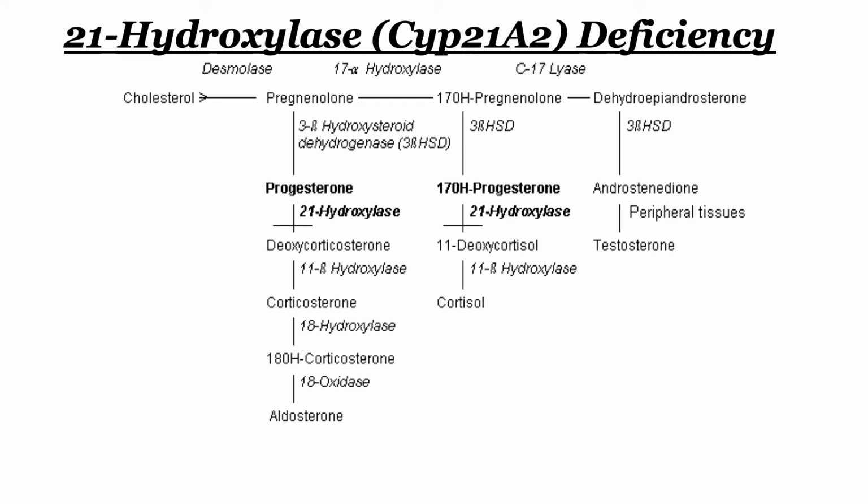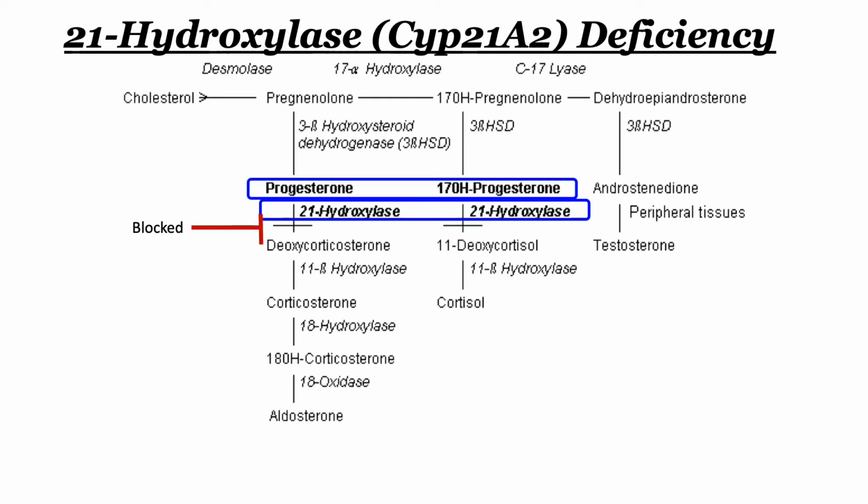let's look a little bit deeper at 21-hydroxylase deficiency. 21-hydroxylase is also known as CYP21A2, and when it's deficient, in other words, when this enzyme is mutated, there's a blockage. Thus, progesterone and 17-hydroxyprogesterone accumulate. In other words, when this enzyme is dead, there is no longer conversion of progesterone to aldosterone, nor is there conversion of 17-hydroxyprogesterone to cortisol.